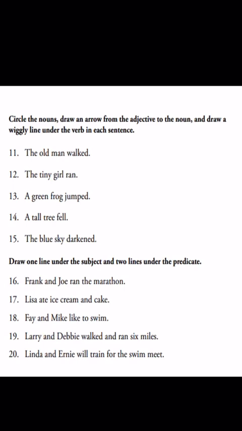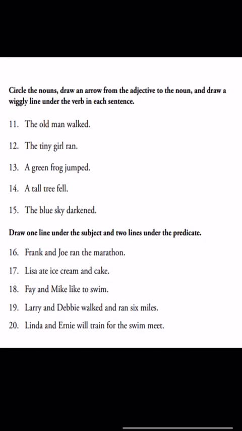The old man walked. You're right, it is man. So you're going to circle man. That is the noun. Now, what is the adjective in that sentence? Is there something that's describing the man? Old. So you're going to draw an arrow from old to man because it goes together. Okay, what's your verb in that sentence? What's the action word? You're right, it's walked. So draw a wiggly line under walked. And you're done. Okay, do 12 through 15.